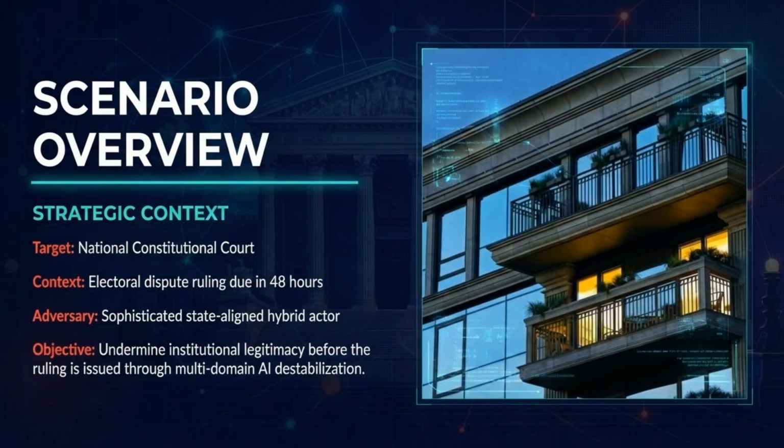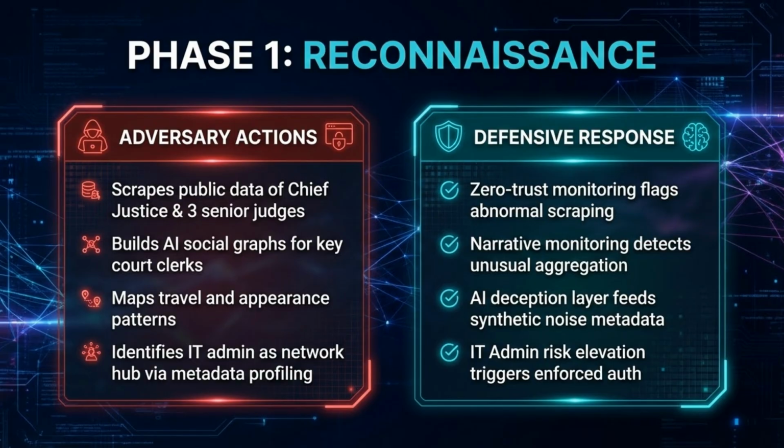The target of this strategic context was the National Constitutional Court, with an electoral dispute ruling due in 48 hours. The adversary was a sophisticated state-aligned hybrid actor, and the objective was to undermine institutional legitimacy before the ruling through multi-domain AI destabilization. Phase 1 was reconnaissance.